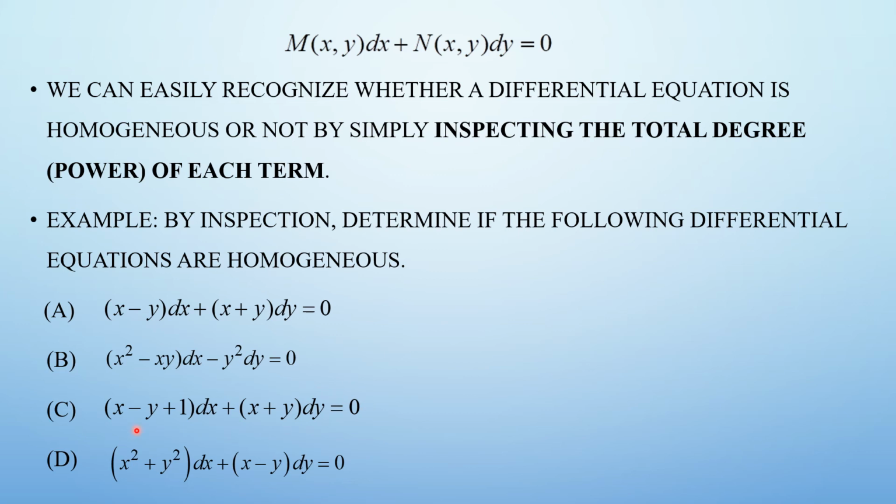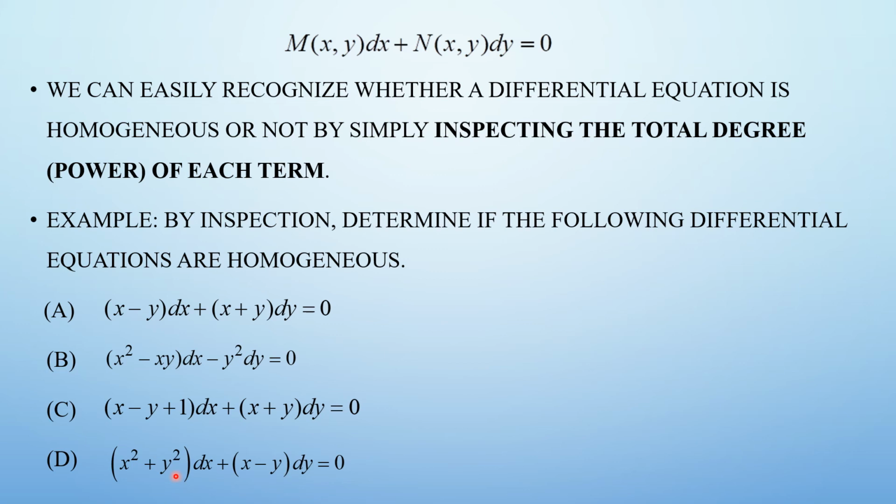In part D, the function M is of degree 2 for the first term, and the second term is also of degree 2, and therefore we say M is a homogeneous function of degree 2. The function N is a homogeneous function of degree 1 because the first term has degree 1, the second term also has degree 1. So N is a homogeneous function of degree 1.